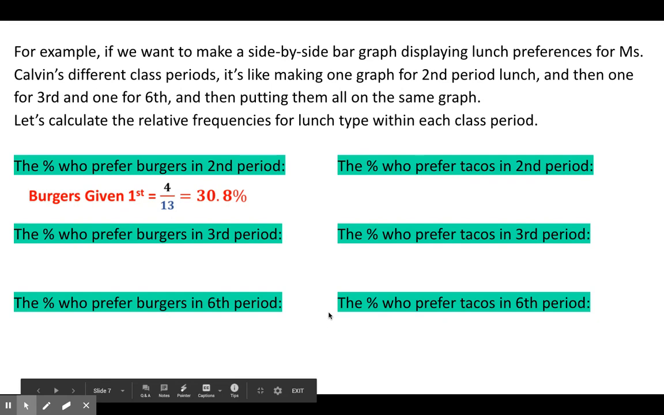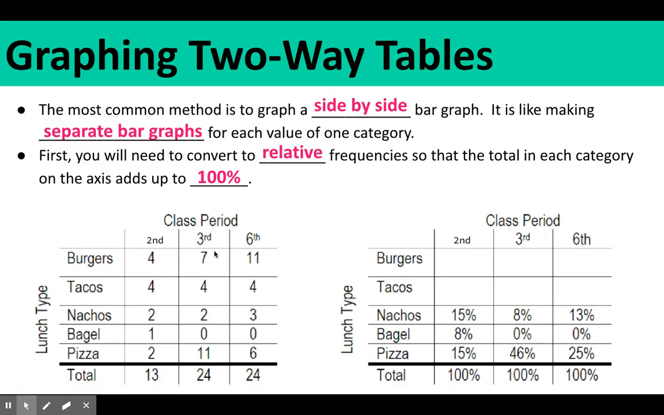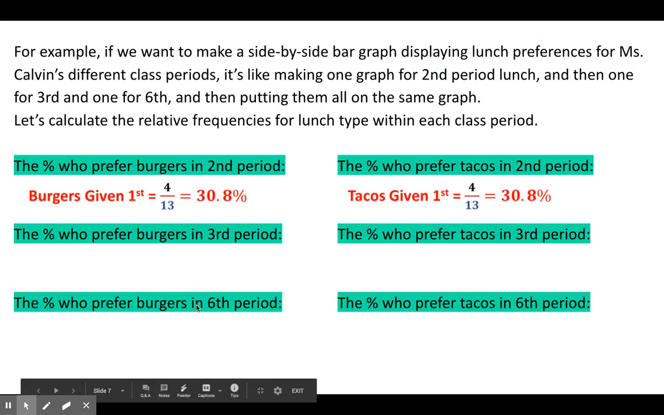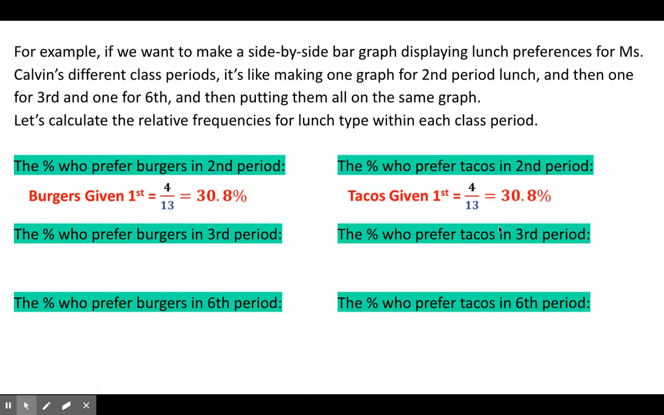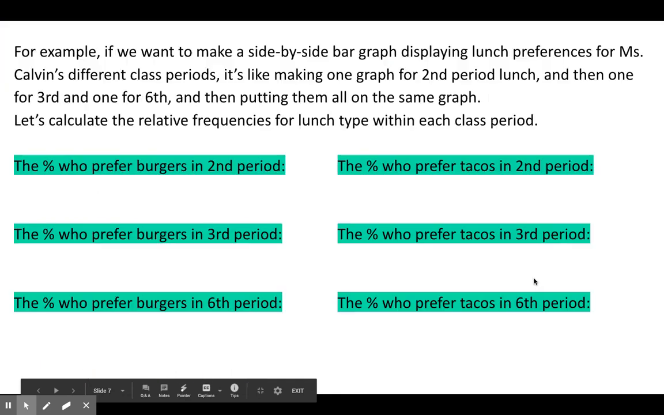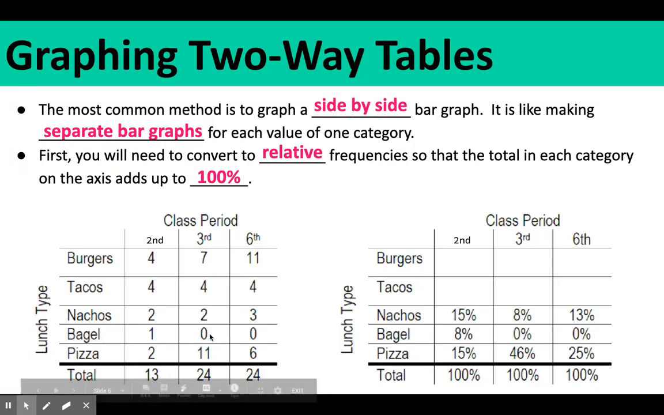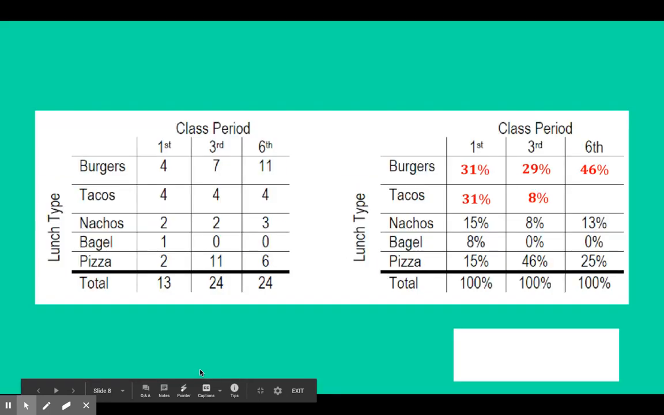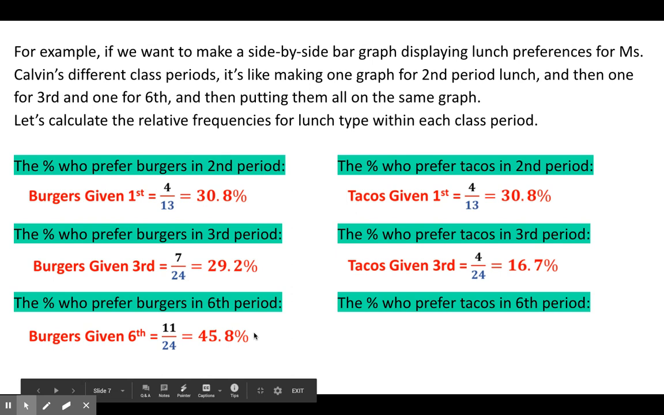The percent who prefer tacos in second period: in second period, 4 out of the 13 prefer tacos. The 4 out of 13 is 30.8%. I did the other ones for you for second period just to make this faster. For third period, we want what percent of third period likes burgers, so 7 out of 24, and then tacos would be 4 out of 24. All right, so we have all those numbers.